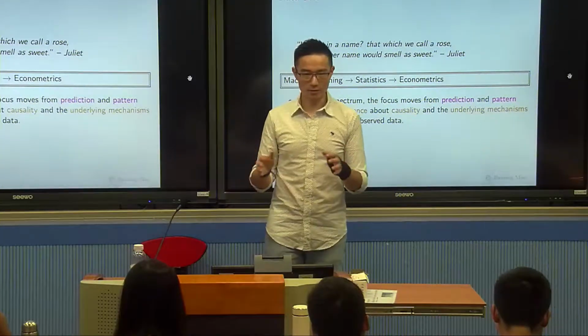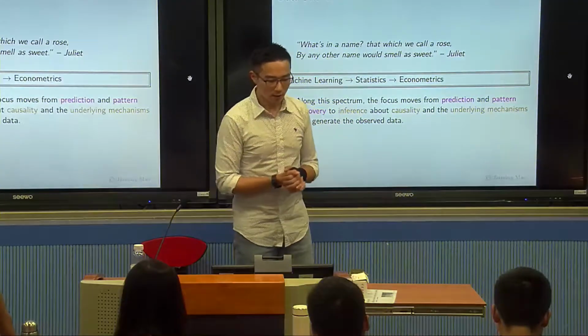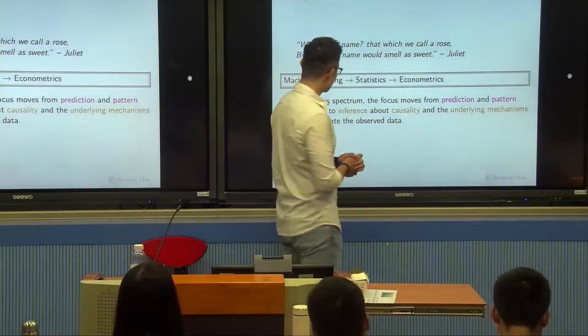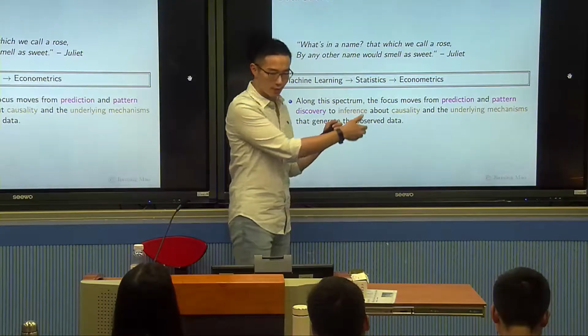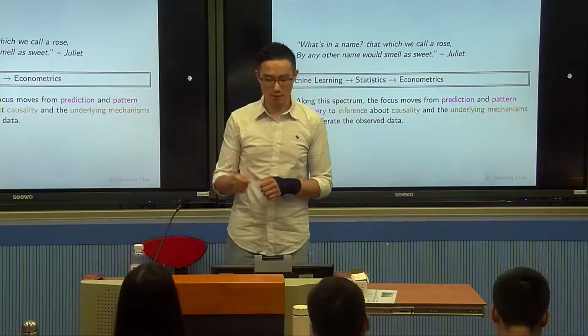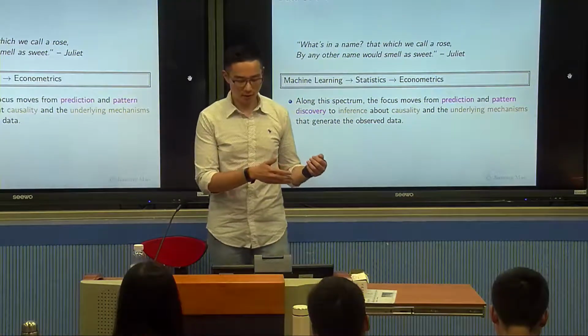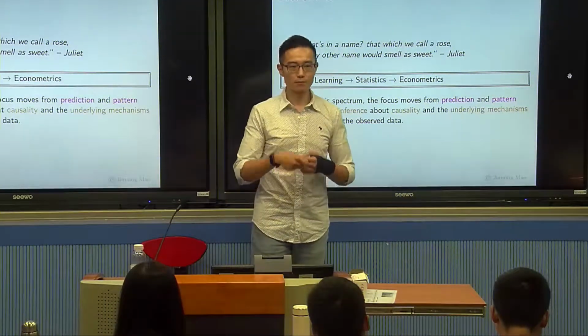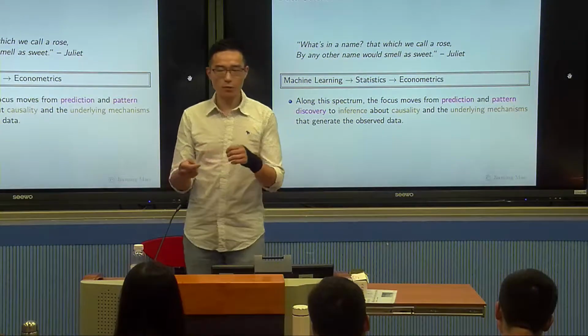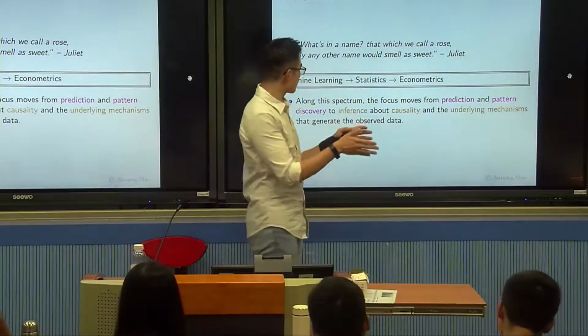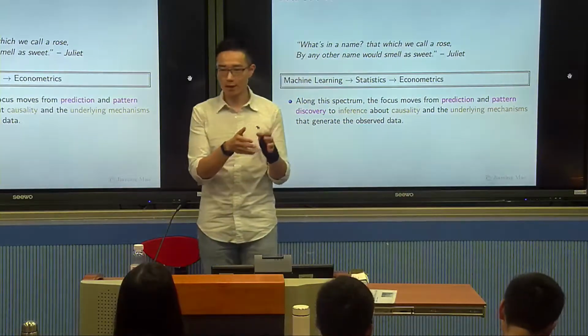Generally speaking, in a very generalized way, the difference between them today is that as we move from machine learning to econometrics, the focus moves from prediction and pattern discovery, discovering the patterns in the data and then making very nice, accurate predictions, to inference about causality and the underlying mechanisms.